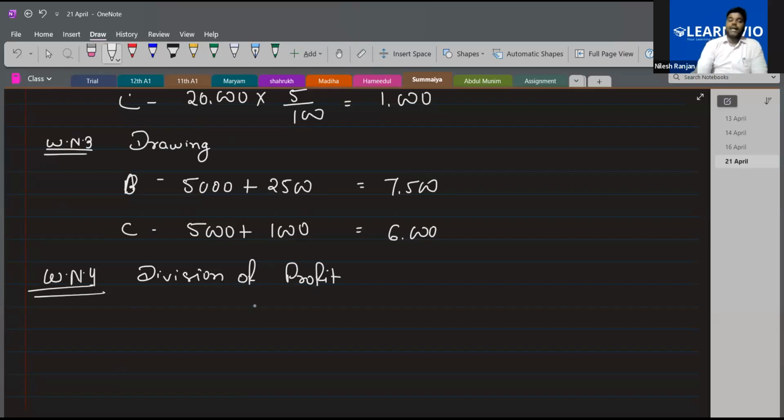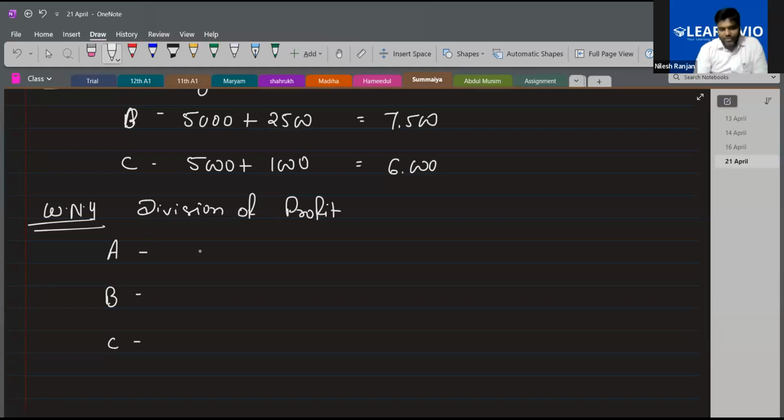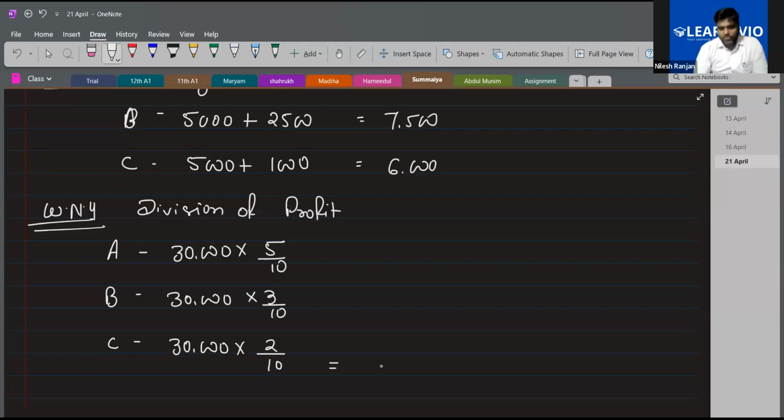Sometimes we forget that we have to prepare a working note because we have just calculated the division of profit in our mind. So that's why I have not prepared this, but it will be 30,000 into 5 by 10, 30,000 into 3 by 10, and 30,000 into 2 by 10. So 6,000, 9,000, and 15,000.